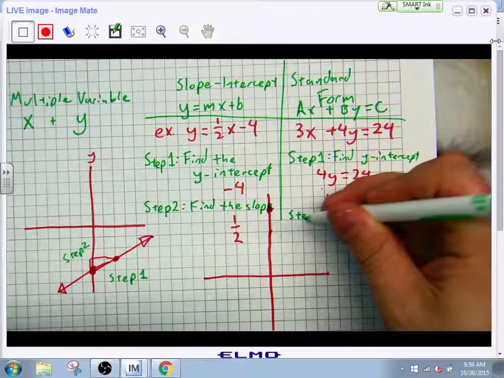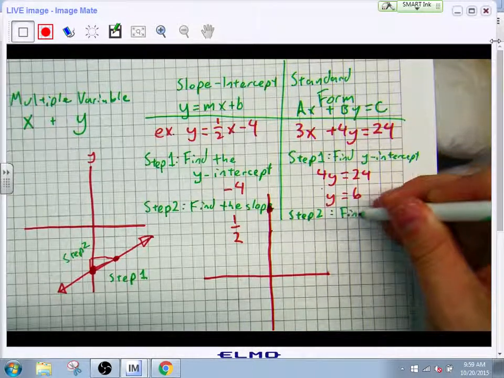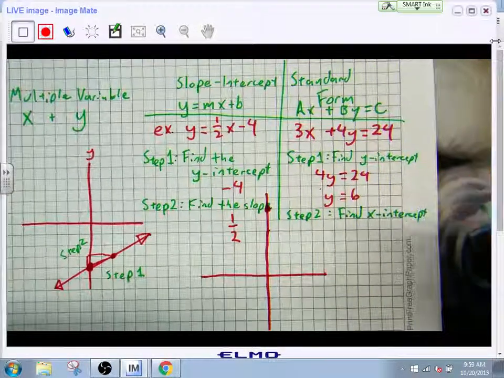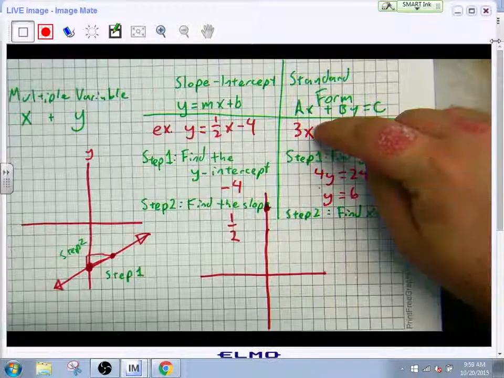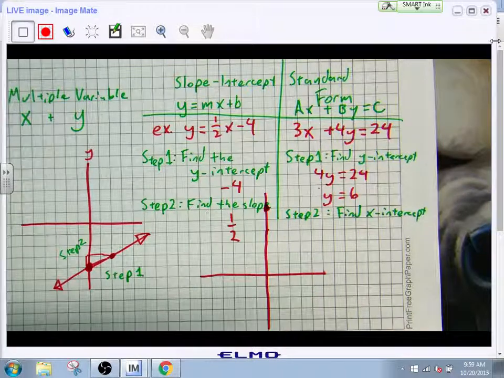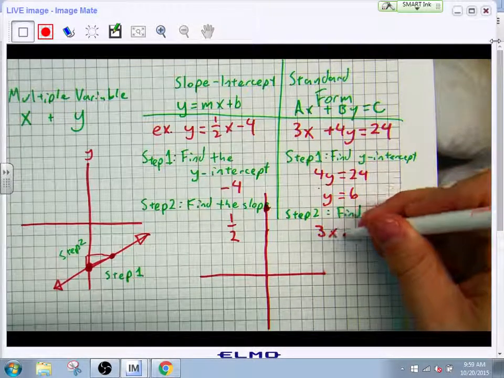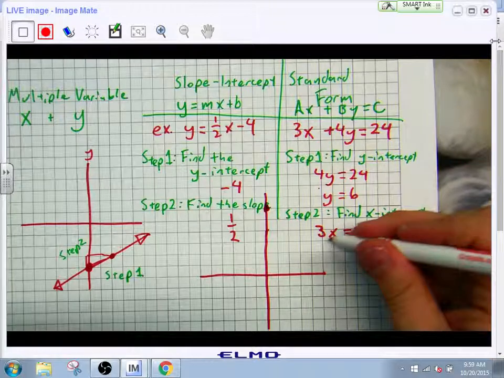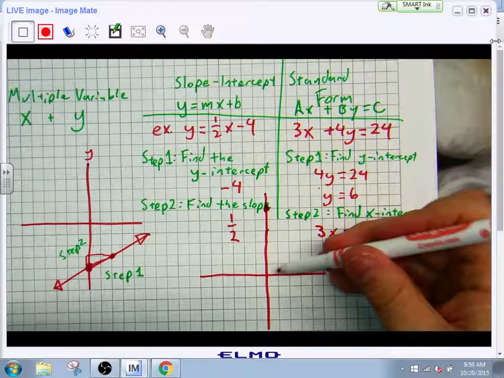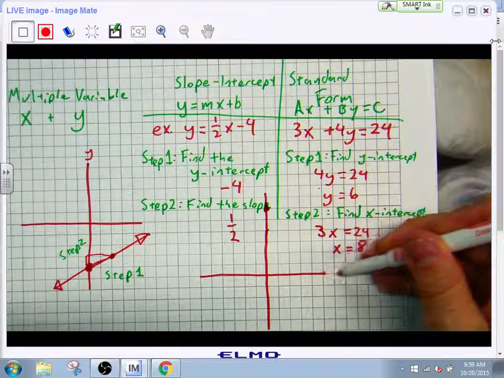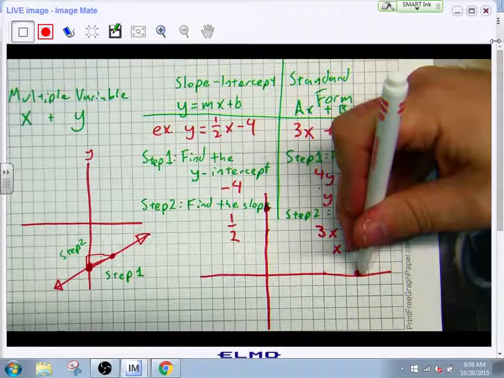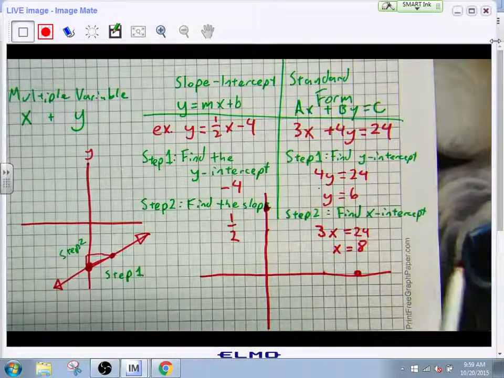Step 2 is find the x-intercept. So if I plugged in 0 for x to find my y, I'm going to plug in 0 for y to find my x. That leaves me with 3x equals 24. Divide by 3, x equals 8. So then I go over 1, 2, 3, 4, 5, 6, 7, 8. It's all the way over here. I have 2 points. 2 points is all I need for a line.